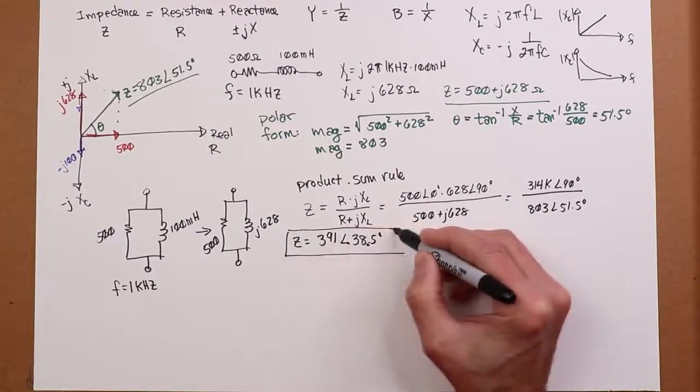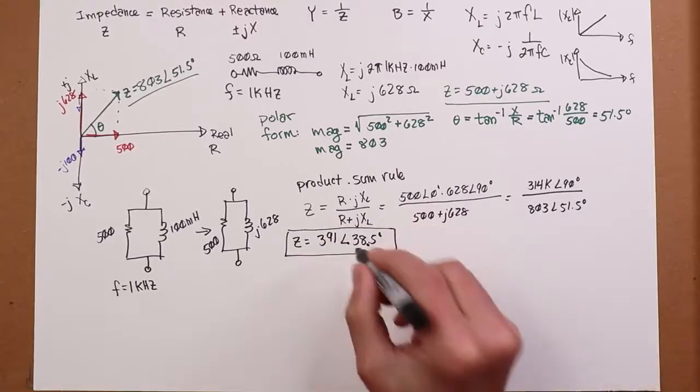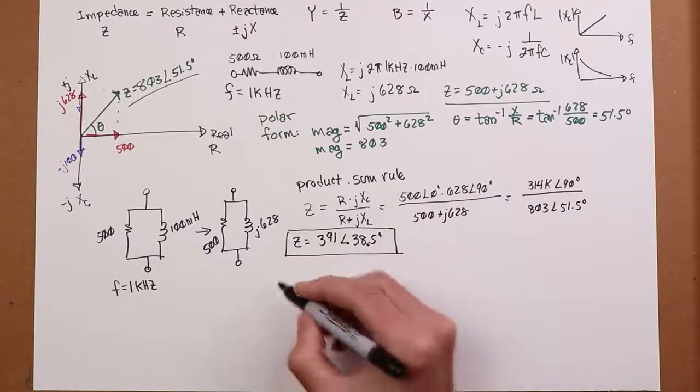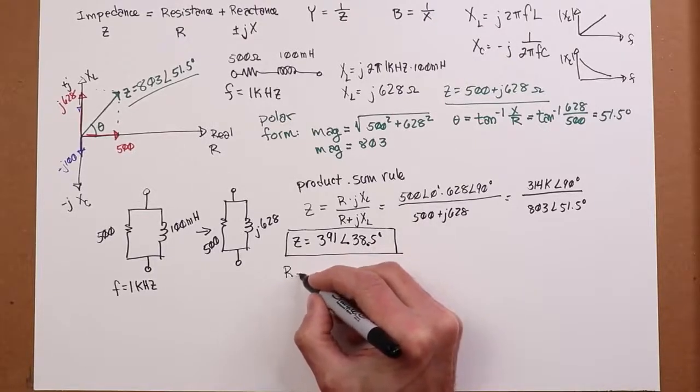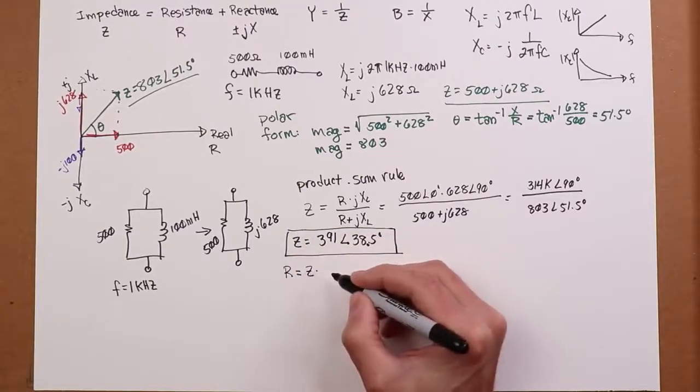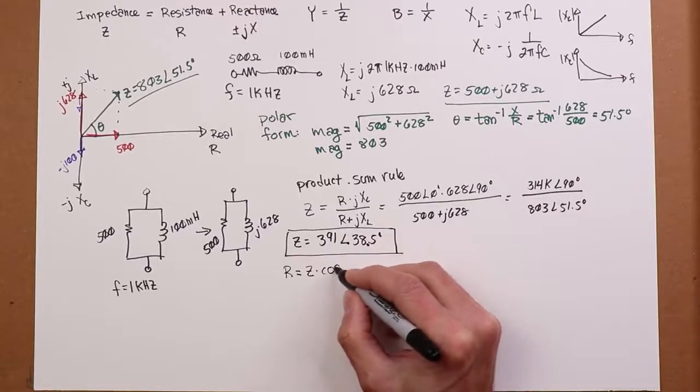Now here's the cool thing. I can take this and turn this back into a rectangular form. So the R of this would be the magnitude of Z times cosine theta.